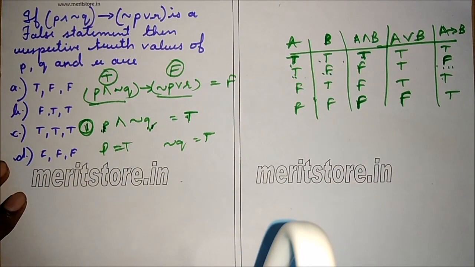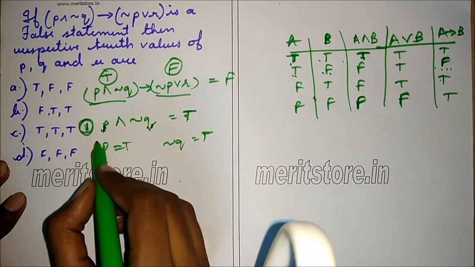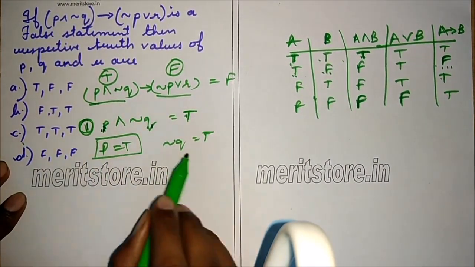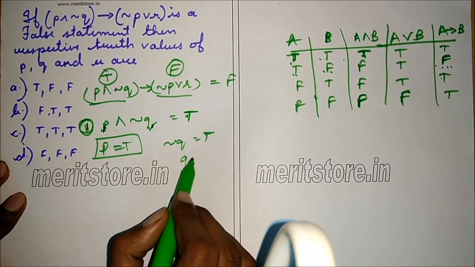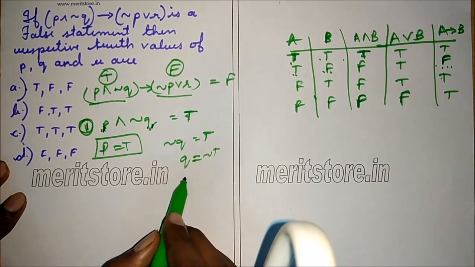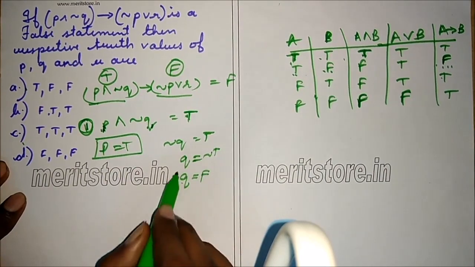So B is eliminated. So the answer is either A or C. So we got the truth value of P. Negation Q is T. Therefore Q will be the negation of T, which is false. So Q is false.